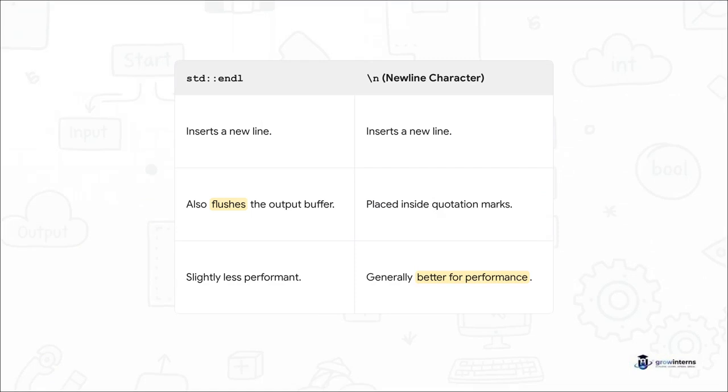So you've got two main ways to add a new line in C++. First, there's endl. It does exactly what it says. It ends the line. But it also does something extra. It flushes the output buffer. Think of the buffer as a little waiting area. Flushing it forces everything in that waiting area to be printed to the screen immediately. The other option is the new line character, \n. It just adds a new line, pure and simple. Because it doesn't do that extra flushing step, it's generally a little bit faster.